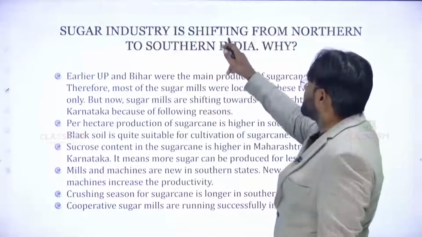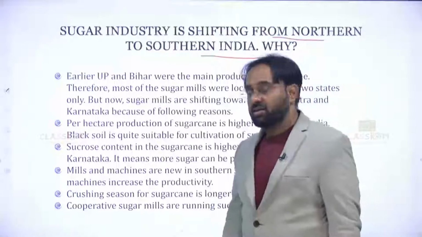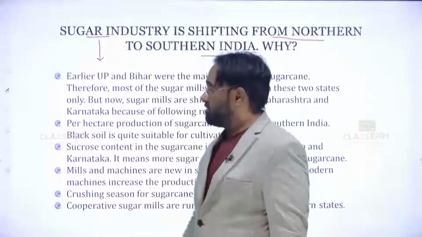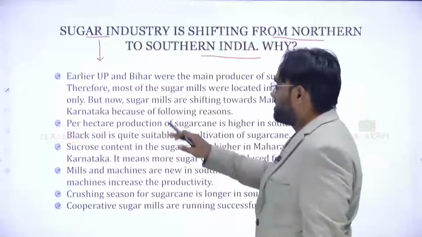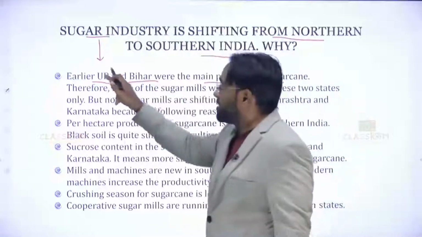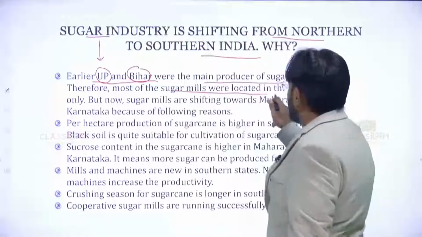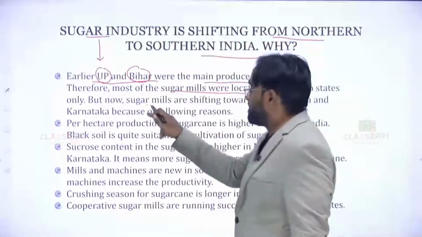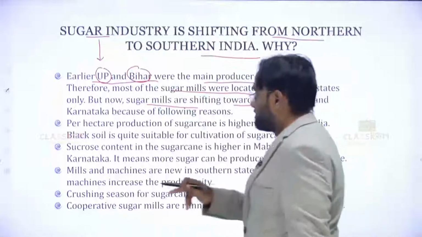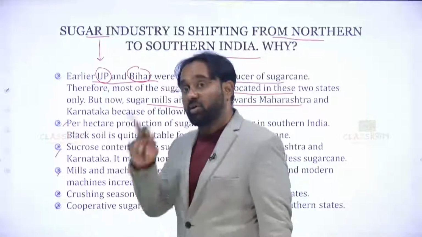And see here, the sugar industry is shifting from northern to southern India. Why? Why is this happening? The reason is here. Earlier, Uttar Pradesh and Bihar were the main producers of sugarcane. Therefore, most of the sugar mills were located in these two states, but now sugar mills are shifting towards Maharashtra and Karnataka because of the following reasons. There are five reasons why sugar industries are shifting from North India to South India.